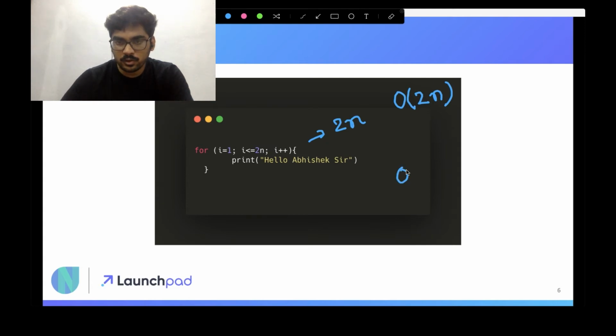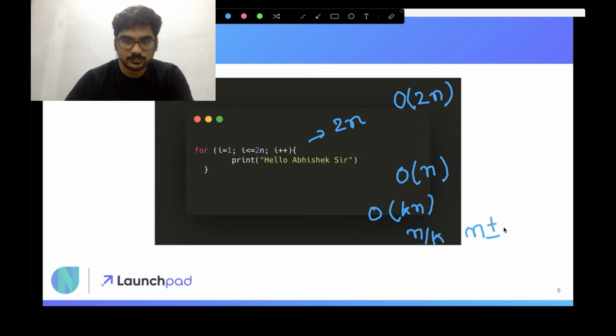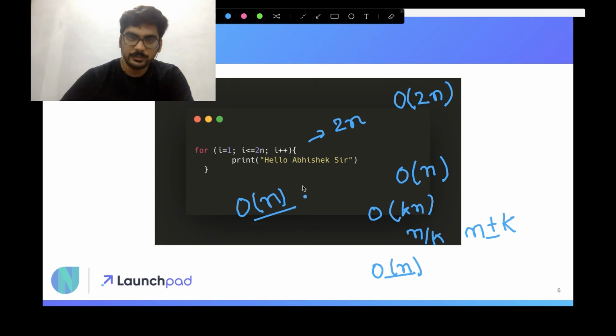Suppose O(n) is the complexity of any algorithm. If I multiply it by a constant, suppose k is a constant, kn, or divide by a constant, or add or subtract a constant, it doesn't matter. Okay, the complexity will still remain O(n). We can easily remove the constant. So is it clear? The complexity will be O(n). Clear?